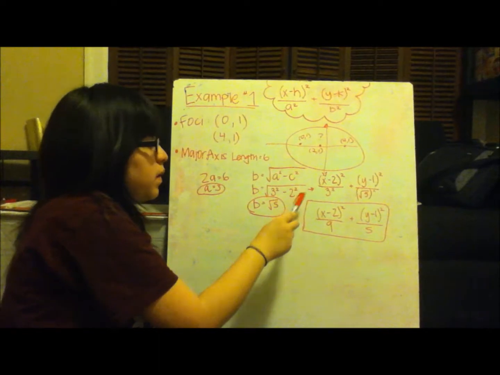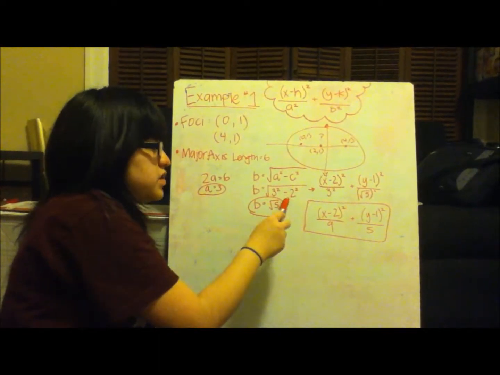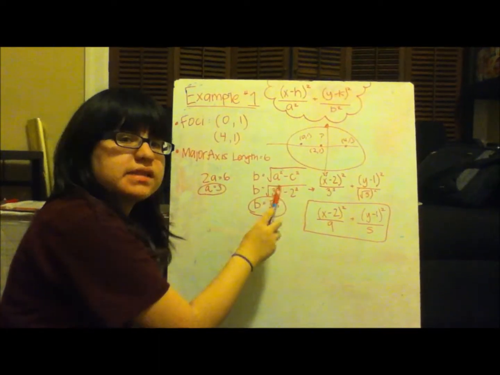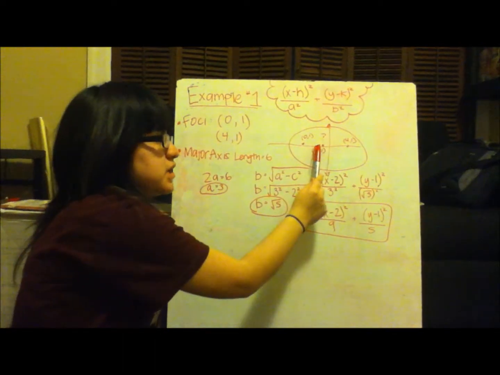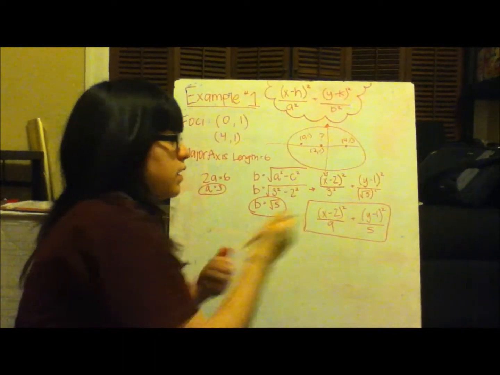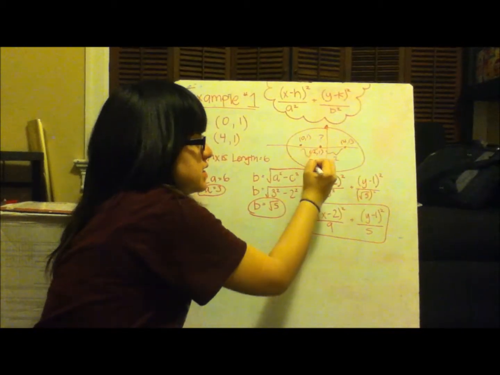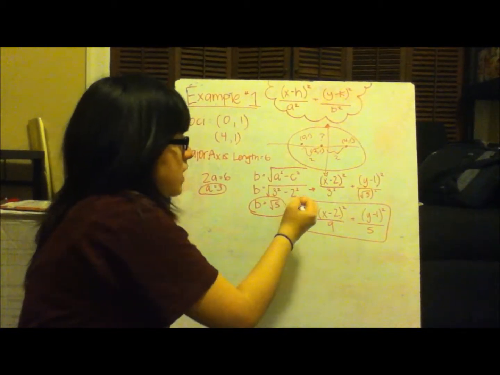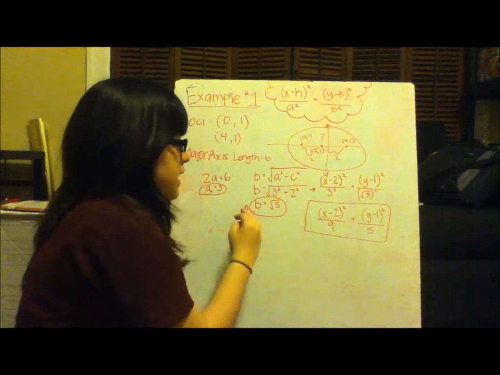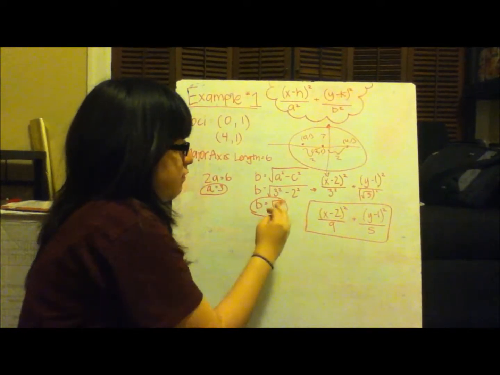Now you might be wondering where we got the 2 squared from. Well, the 2, which is C, represents the distance from the center to one of the foci. So from right here there is a distance of 2, just like here there is a distance of 2, which is why we plug that in. And we get B equals the square root of 5.